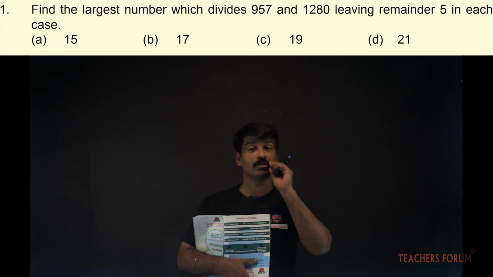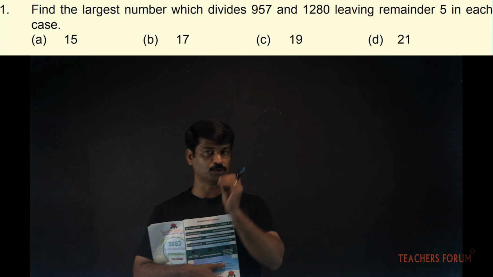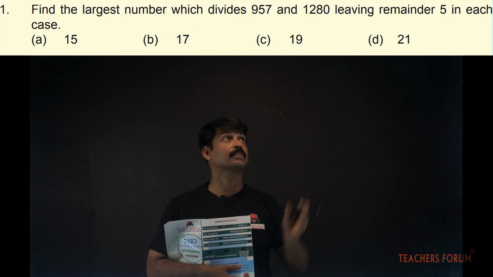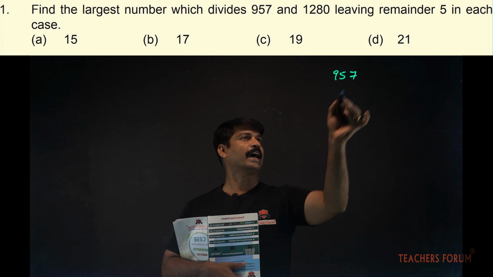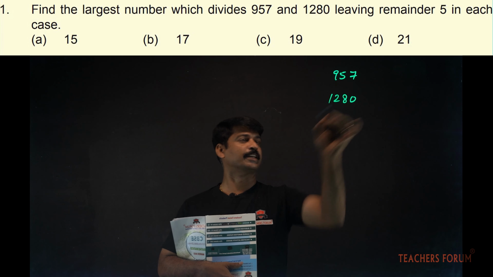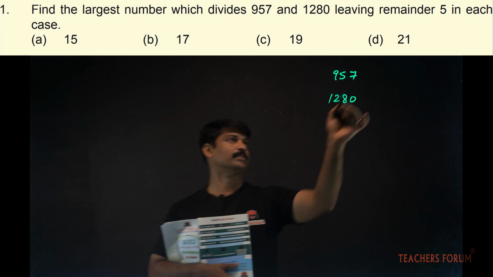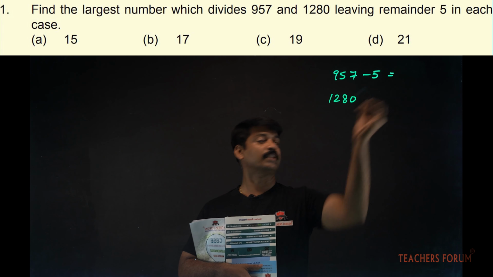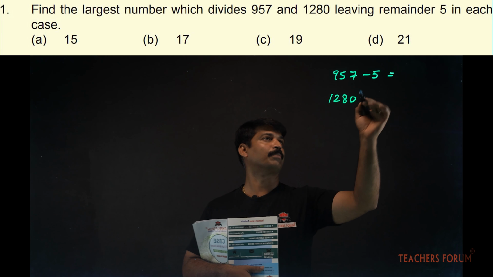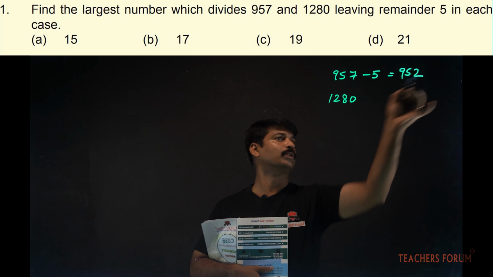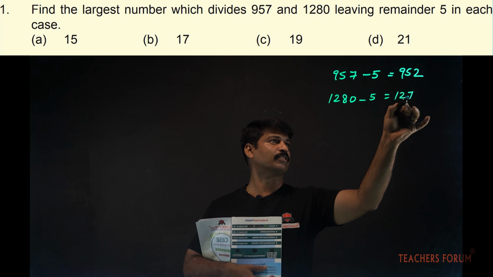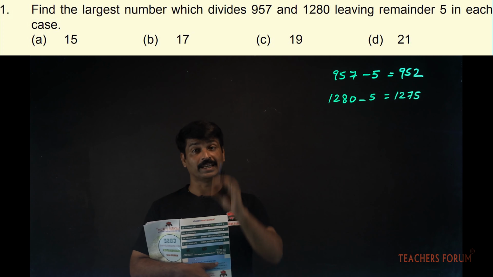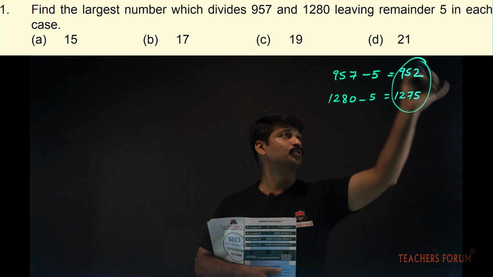You see, when you are given these types of problems, what you have to do is subtract the remainder from the given numbers. So the given numbers are 957 and 1280. You have to subtract the remainder. So here the remainder is 5 in each case. So 957 minus 5, that is 952. 1280 minus 5, that is 1275. So the solution will be the HCF of these two given numbers.